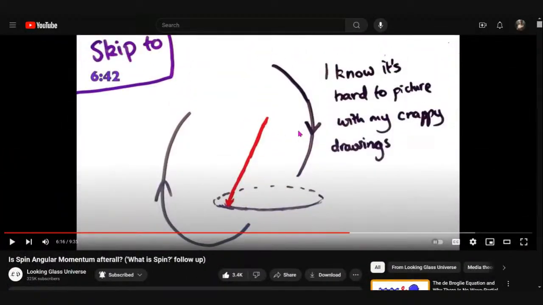This is just, you have angular momentum, you want to cause precession, so you just apply a torque pointing up, and that should do it. Let me see if I can find a YouTube video.